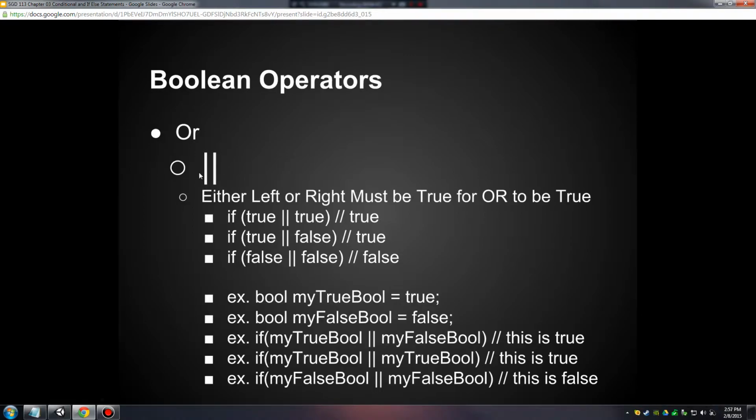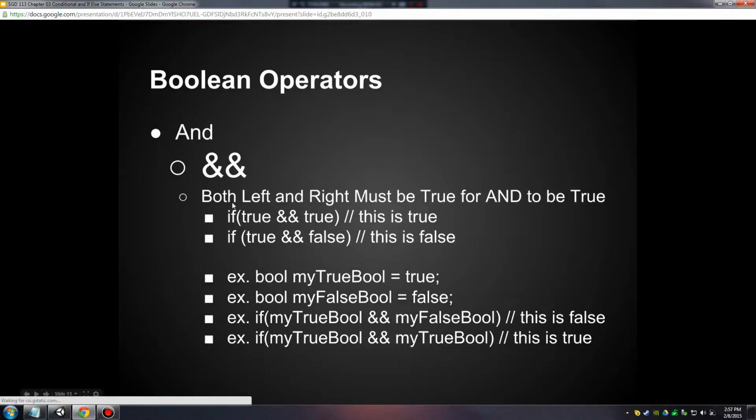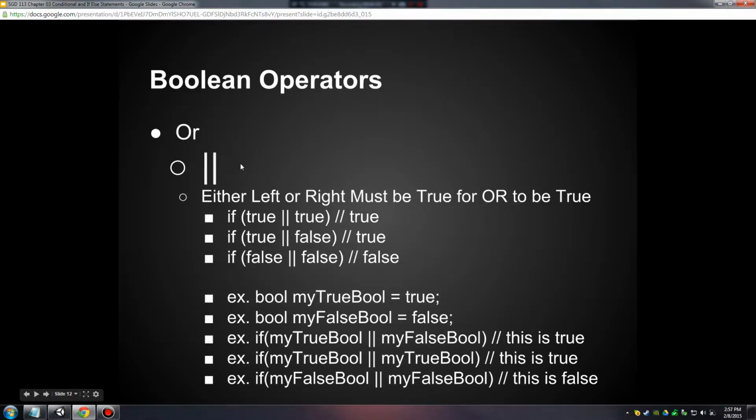You'll find that it's shift backslash on your keyboard. Basically, either or must be true here. So it's a little bit different than AND. Basically, it means that only one of these statements or variables has to be true for the if check to be true. So you see we have a true and true. This is true. We have a true and false. This is also true because it's either or. But two falses will always yield a false.